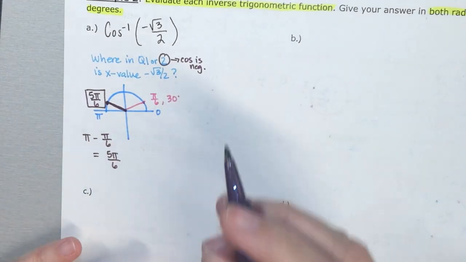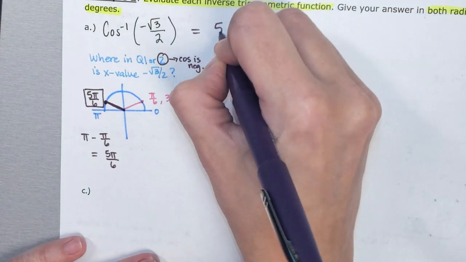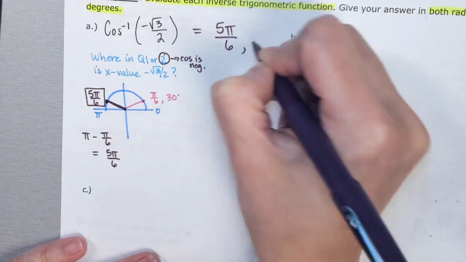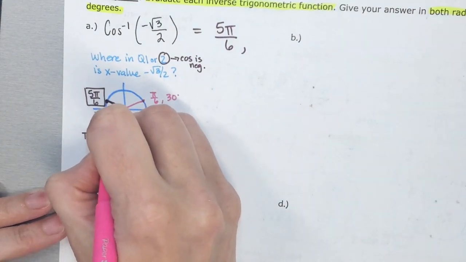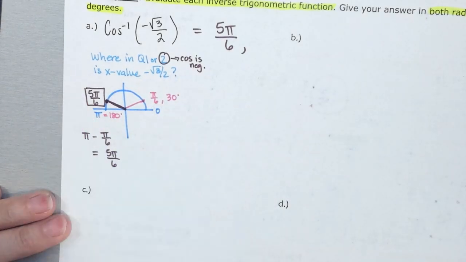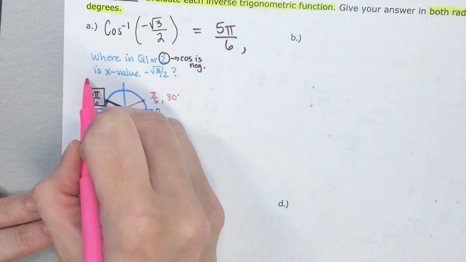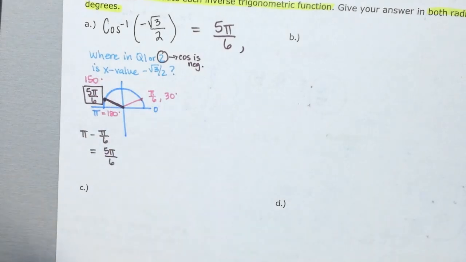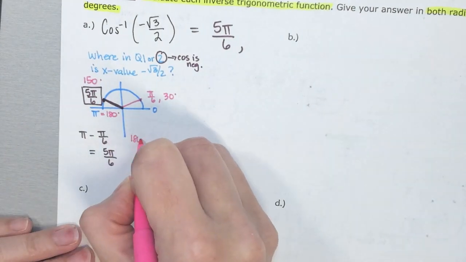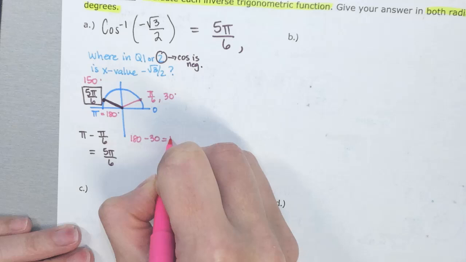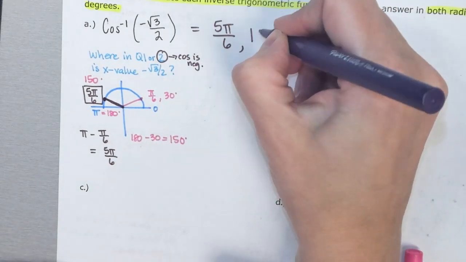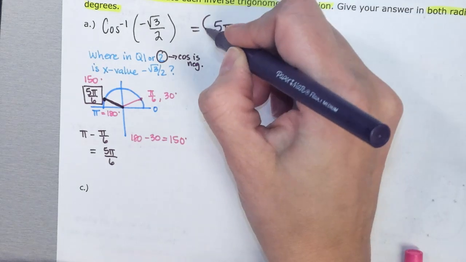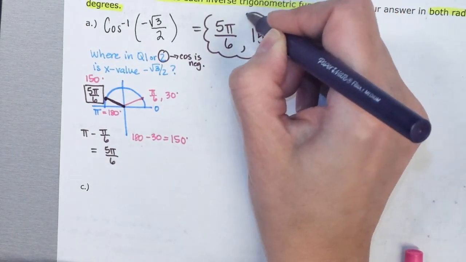And then we're going to write that as a degree as well. If this is 30 degrees, we know pi is 180 degrees. So what is 5 pi over 6 going to be equivalent to? 150. Again, you can just do 180 minus 30 to get 150. So this is going to be your final answer: 5 pi over 6, 150 degrees.